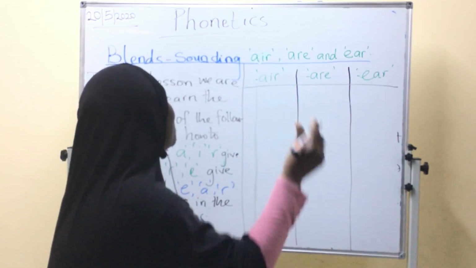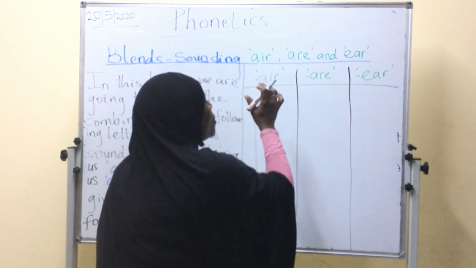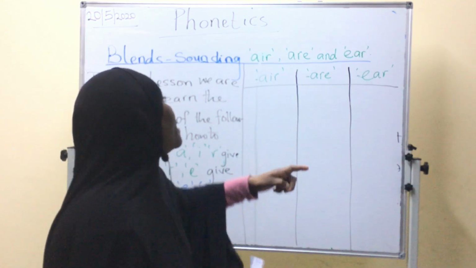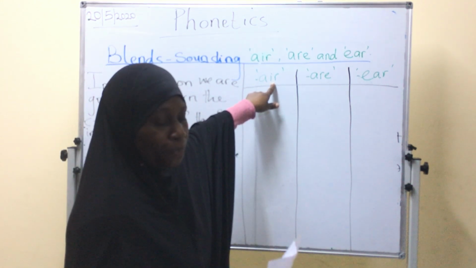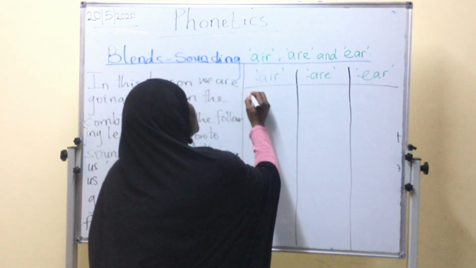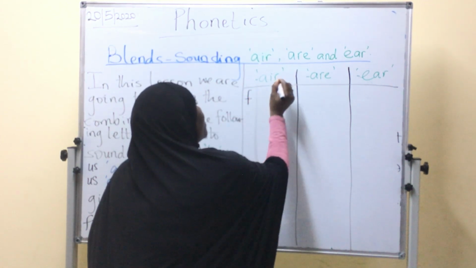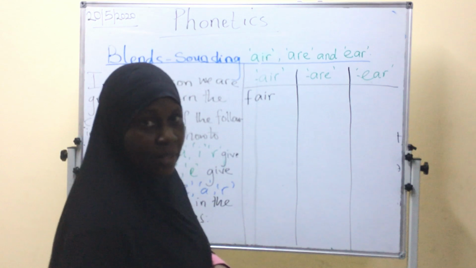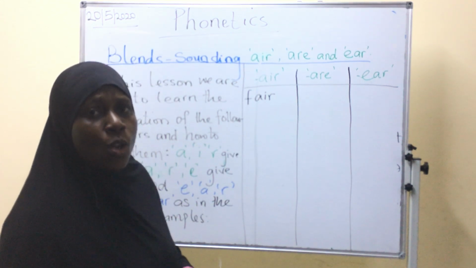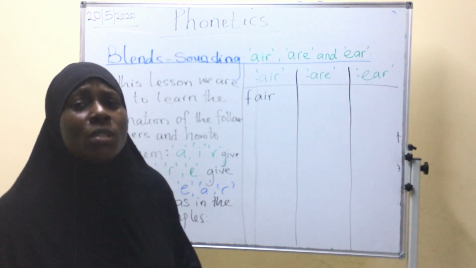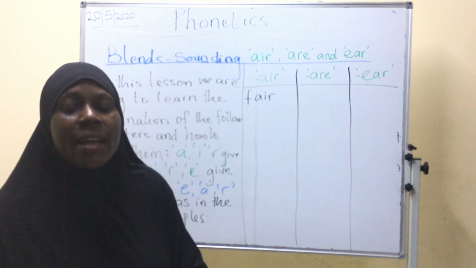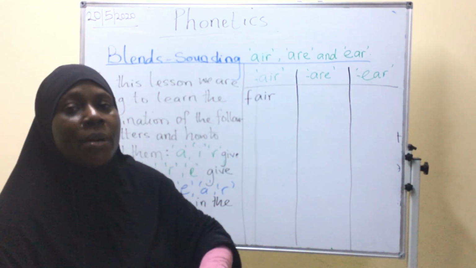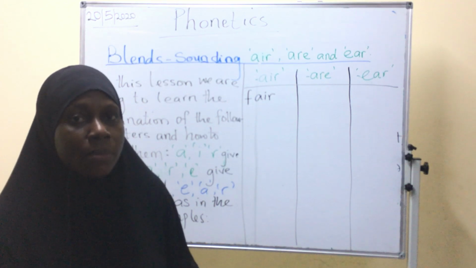Now we have air here, and we are going to put other letters to give us words, bearing in mind that this is air already. So we have the letter F, then we have our air, so we have what? Fair. Some people say fear. No, it's wrong. So we say fair, like the complexion of a person. You say he's fair in complexion.